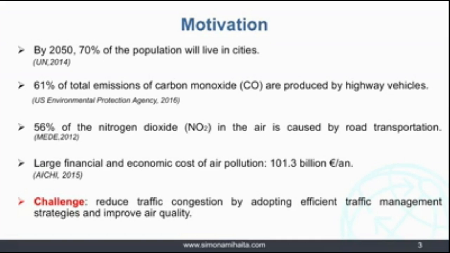Whether you believe it or not, a lot of the pollutants that are currently in the air are mainly produced by road transportation. Congestion plays a very important role in our life, and therefore, for example, 56% of the nitrogen dioxide in the air is caused by traffic congestion. Of course, I'm not talking about the economic impact, the large costs that we actually get from air pollution.